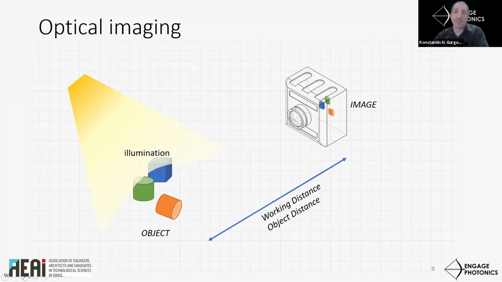So to create a digital image, we first create an optical image at the surface of the camera's image sensor. An optical image is a distribution of light which resembles the object as it is viewed by the camera. The distance between the camera and the object is called working distance or object distance. It is critical to understand the process of optical image forming. So let's dive into the details.